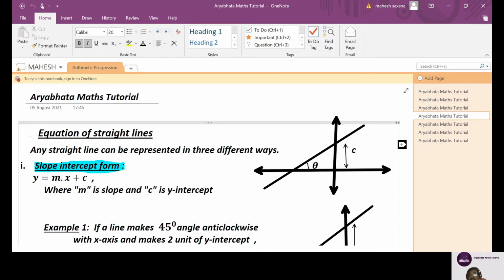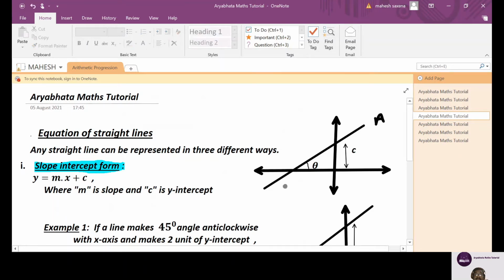Now, there are different methods by which the equation of a straight line can be represented. The first method is the slope-intercept form. In this form, the equation is y = mx + c, where m is the slope of the line and c is the y-intercept. Suppose this line AB makes an angle theta with the x-axis anticlockwise. Therefore, in this case, m = tan theta.